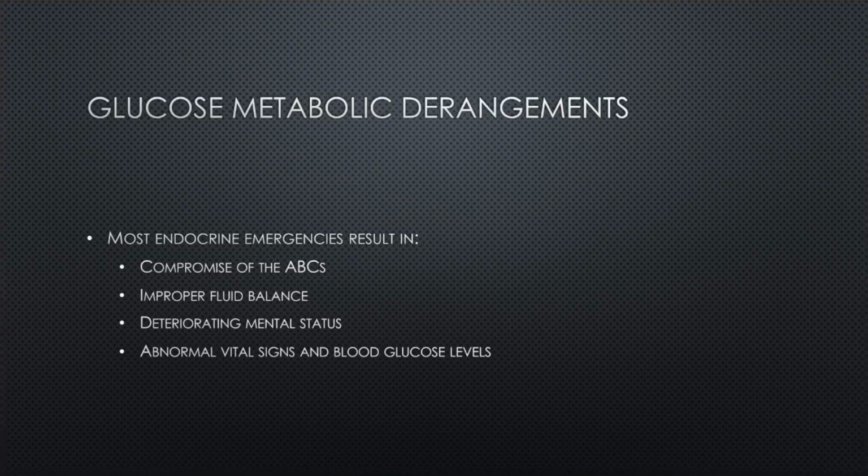The effects of a disturbance of the endocrine gland function are determined by both the degree of dysfunction of the gland and the age and the sex of the patient. The most significant endocrine emergencies result in a compromise of your airway, breathing, or circulation, an improper fluid balance, deteriorating mental status, or abnormal vital signs and blood glucose levels. These patients can be in shock, they could be hyponatremic, hypoglycemic, all of these things, and have serious conditions.